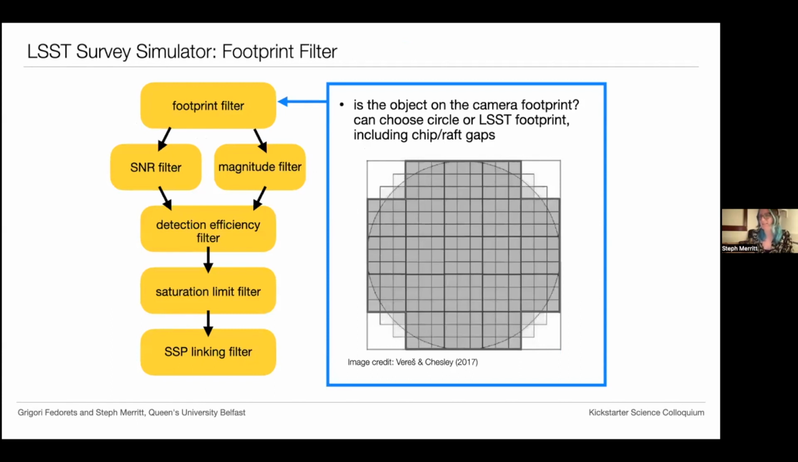Okay, so the first is a footprint filter. Simply, is this object actually on the camera footprint? Something like objects and fields will probably give you a rough idea, but our filter basically lets you choose a circle, or you can choose the exact LSST footprint, which includes the chip and the raft gaps. An experienced user can also create their own if they like. Next.